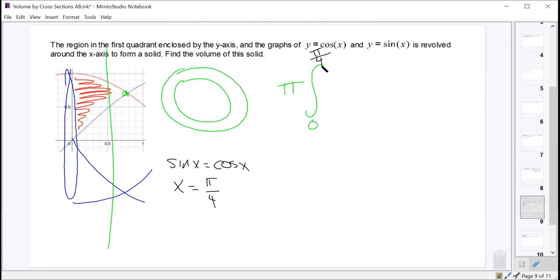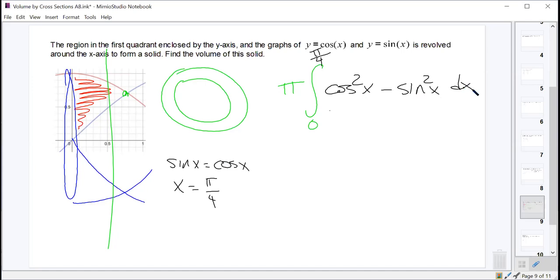What's your outer radius? Which one of these functions is above the other one on this interval? Cosine. Yeah, cosine, right? Cosine starts at a maximum of 1. So cosine is above sine. We're going to have cosine squared, and then we're going to have sine squared. We're going to subtract. Everybody good with that?